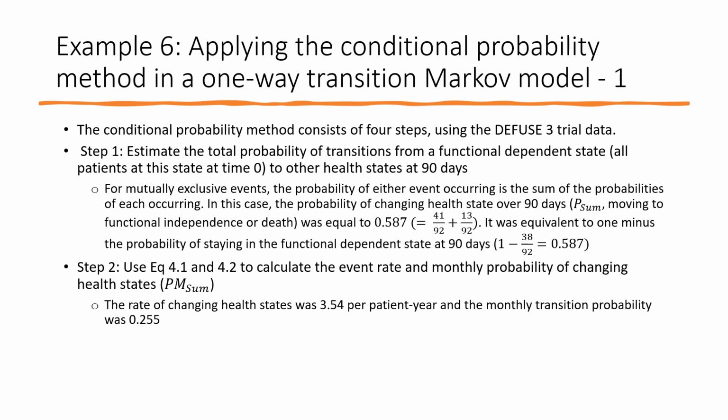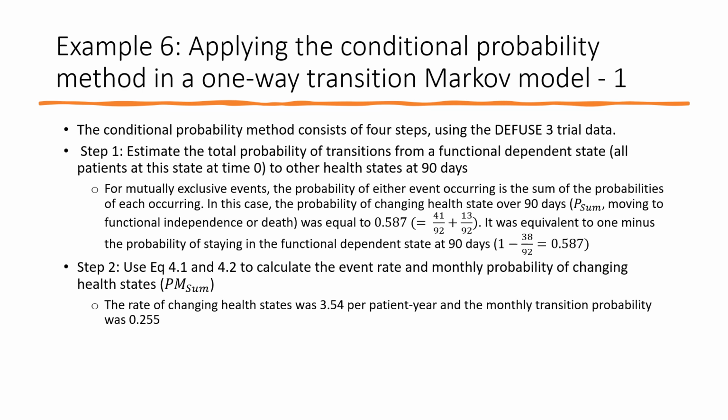For mutually exclusive events, the probability of either event occurring is the sum of the probabilities of each occurring. In this case, the probability of changing health state over 90 days, p sum, moving to functional independence or death, was equal to 0.587, which is 41 plus 13, divided by 92.